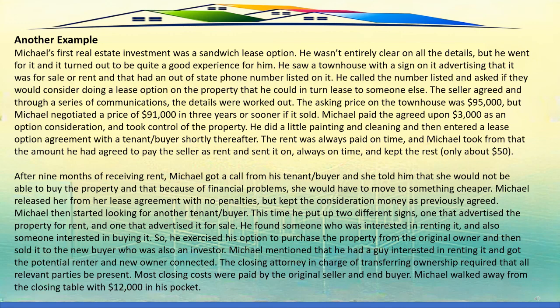The asking price on the townhouse was $95,000, but Michael negotiated a price of $91,000 in 3 years or sooner if it sold. Michael paid the agreed-upon $3,000 as an option consideration and took control of the property. He did a little painting and cleaning and then entered a lease option agreement with a tenant buyer shortly thereafter. The rent was always paid on time, and Michael took from that the amount he had agreed to pay the seller as rent and sent it on, always on time, and kept the rest, only about $50.